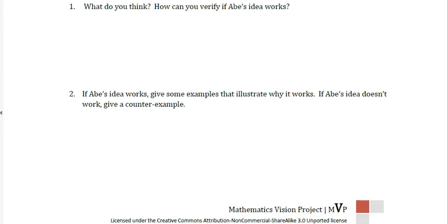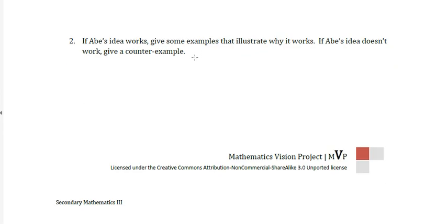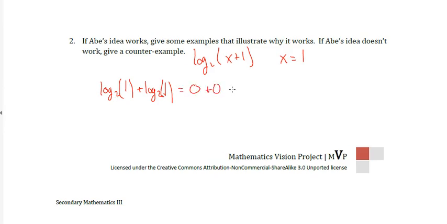Let's do a test case. So I'm going to use log base 2 of x plus 1. And I'm going to plug in x equals 1. Let's just keep our numbers simple here. So using his logic, we should have log base 2 of 1 plus log base 2 of 1. Please put them in parentheses, makes it easier for me to read. Log base 2 of 1 is 0 plus 0 equals 0.